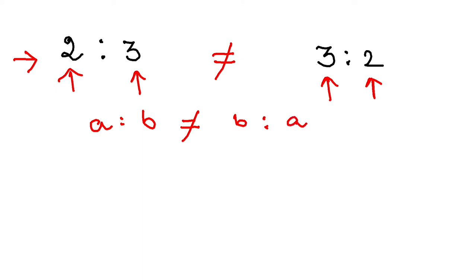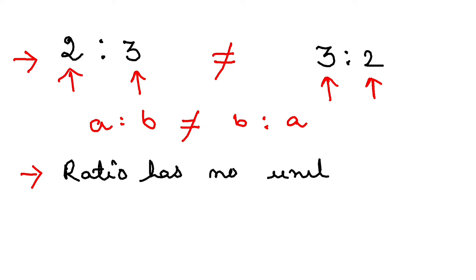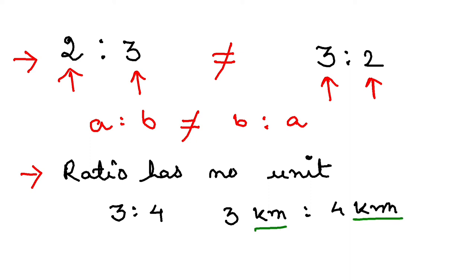Now the second thing that you need to learn is that ratio has no unit. So you're going to write ratio like this: 3 is to 4. You're not going to write like this: 3 kilometer is to 4 kilometer. That doesn't make any sense because these two can be easily cancelled. So we are going to write 3:4. That means the ratio has no unit. This is very, very important. While solving questions, we are not going to write any unit.